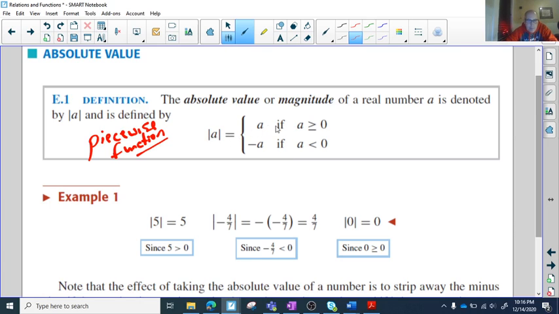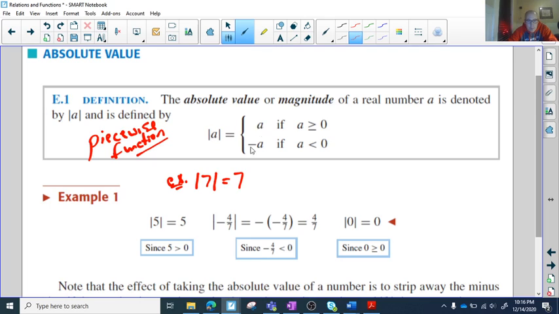Now, I want us to consider what this is saying. A is what is between these absolute value bars. It's saying if A is bigger than or equal to 0, that means if that's positive. So think of it this way. Imagine that between the bars was a 7. It's positive. Well, the answer to the absolute value of 7 is just 7.